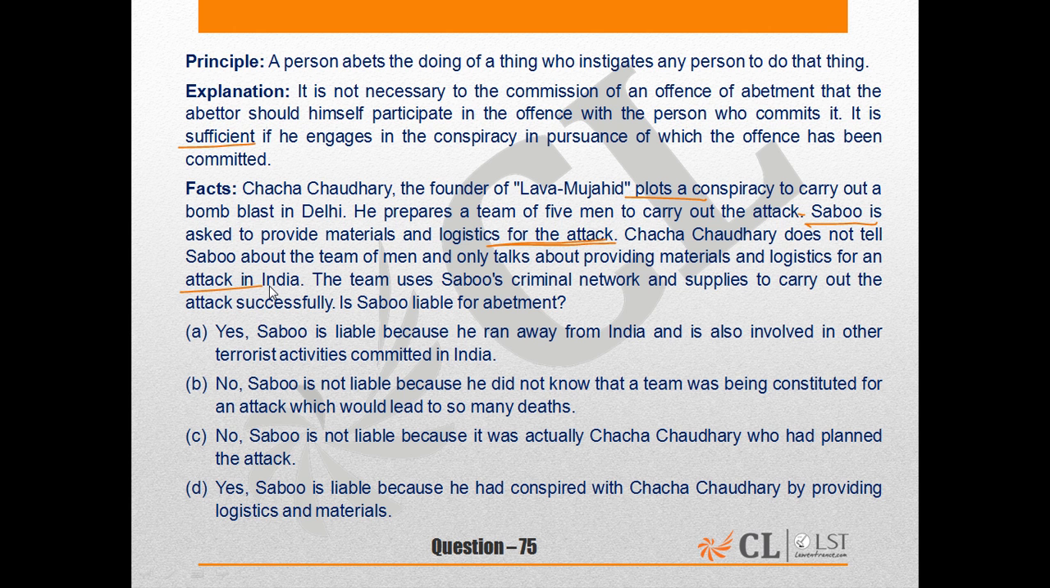Is Sabu liable for abetment? The correct answer would be yes, because he conspired with Chacha Chaudhary in providing the logistics and material, because he clearly knew that the material is being taken for an attack which has to be conducted in the country.